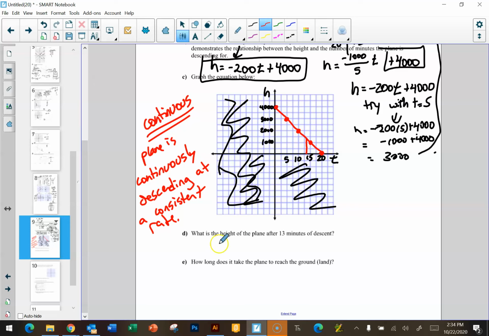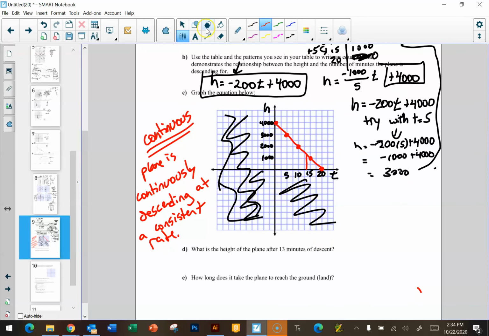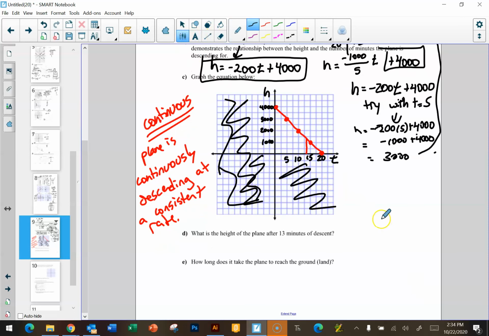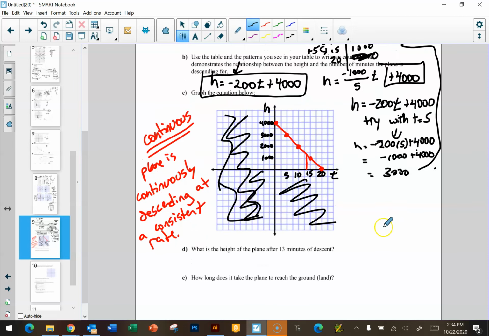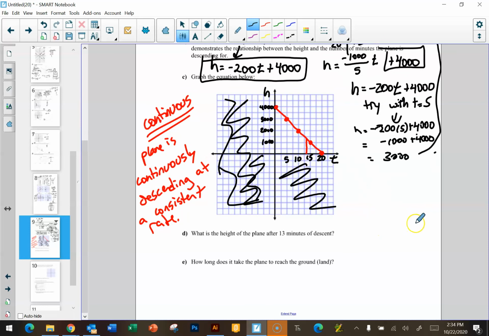It says what is the height of the plane. Okay, so it's actually not interpolation. No estimate on this one. It has to be exact. If it says predict or estimate, then you're probably looking at interpolation and extrapolation. But this one, because we have an equation, we can just plug in the values.